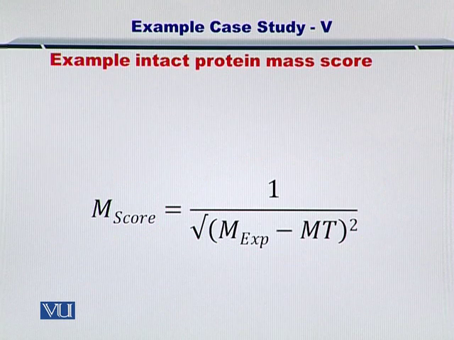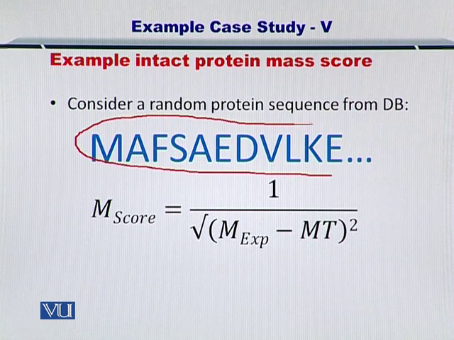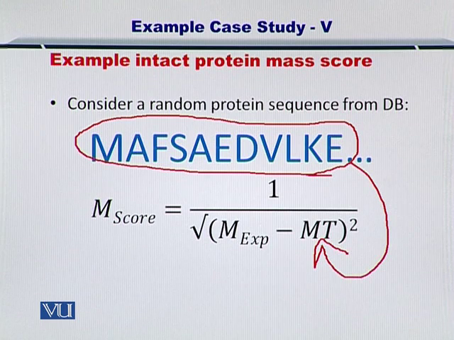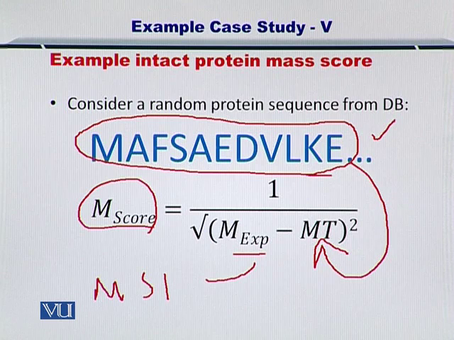Let's take a look at an example protein. This is the protein that we are working on in this case study. So you can simply compute the molecular weight of this entire protein by simply adding up the molecular weight of each amino acid, and you can plug this value here, theoretical mass, and you can obtain the experimental mass from your mass spec or MS1. So in this way you can score all such proteins, and the ones with a large score, they are of course bound to be close to the protein that you're trying to identify.